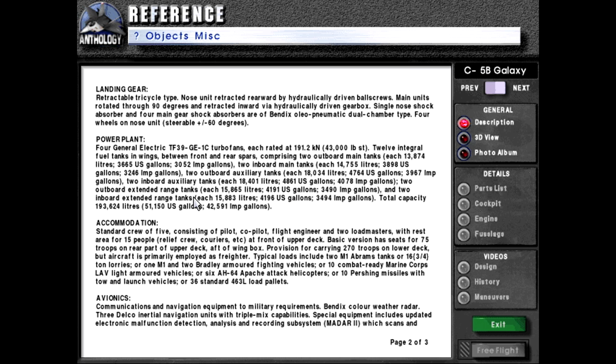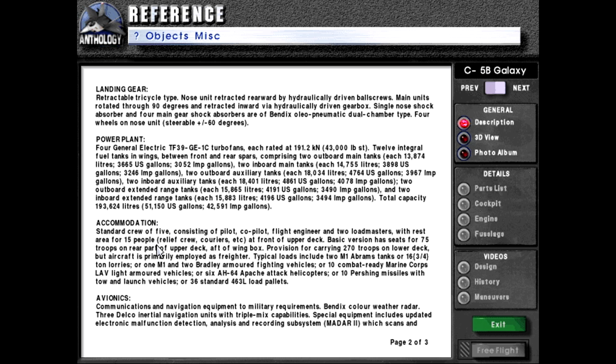Two outboard extended range tanks, each 15,865 liters or 4,191 U.S. gallons or 3,490 imperial gallons. And two inboard extended range tanks, each 15,883 liters or 4,196 U.S. gallons or 3,494 imperial gallons. Total capacity: 193,624 liters, or 51,150 U.S. gallons, or 42,591 imperial gallons.